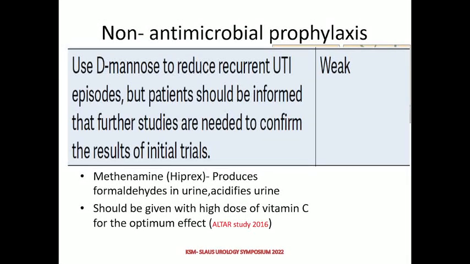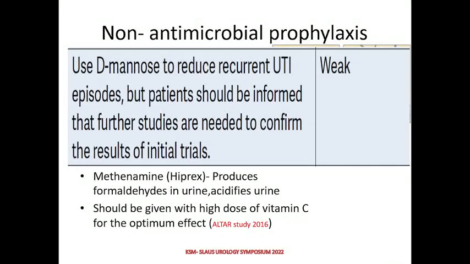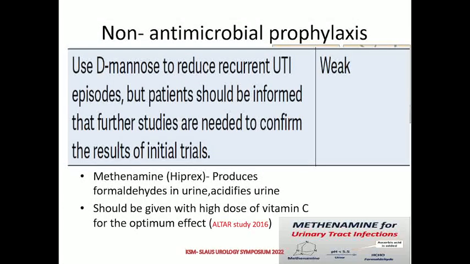Methenamine, it produces formaldehyde, mainly in the presence of acidic pH. For the strong action, we have to give vitamin C with methenamine, which will reduce the pH of urine. Thereby, it will reduce the occurrence of recurrent urinary tract infection.